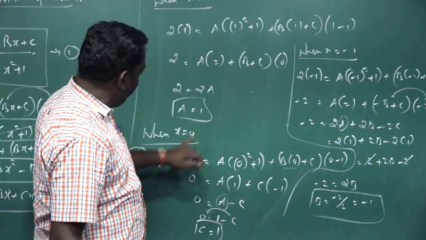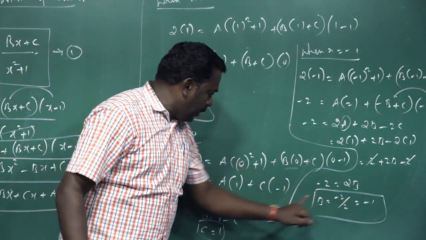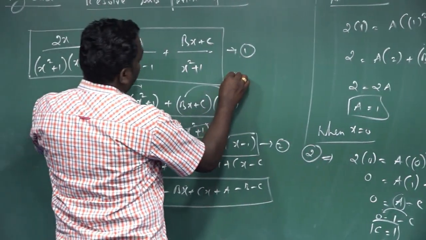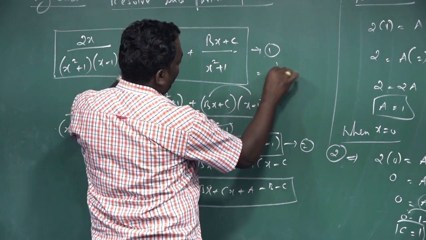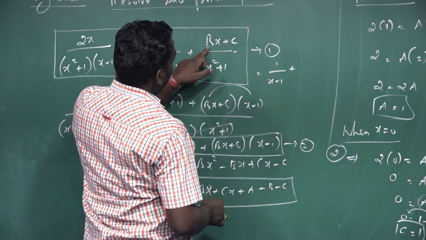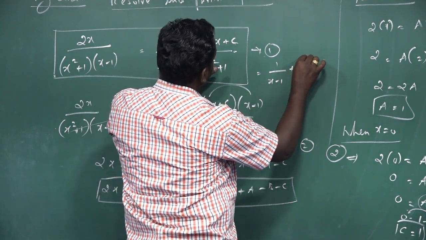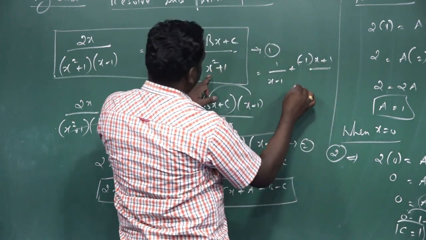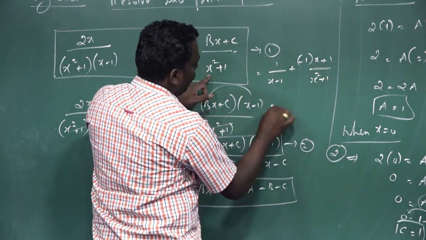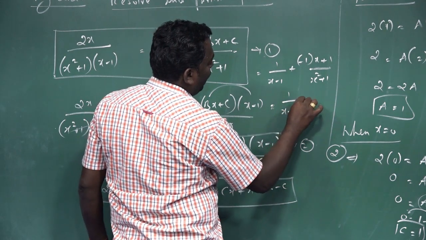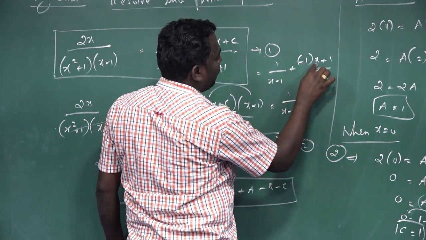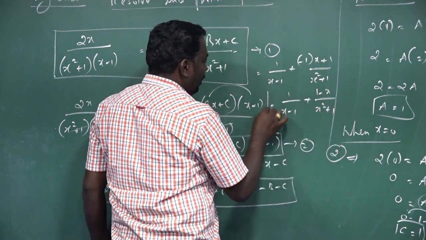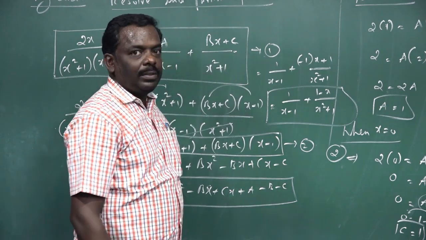Now we know the value of a equal to 1, b equal to minus 1 and c equal to plus 1. Just we can substitute in the first equation. What will we obtain? That implies a value equal to 1. Therefore 1 by x minus 1, plus b value equal to minus 1, therefore minus 1 into x, plus c value equal to 1 by x square plus 1. That is equal to 1 by x minus 1, plus minus 1 into x, minus x, 1 minus x, 1 minus x by x square plus 1. And this is the final simplification of the partial fraction.